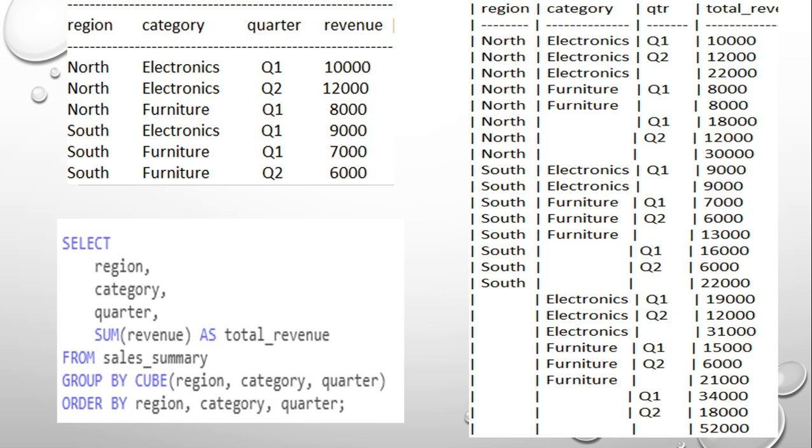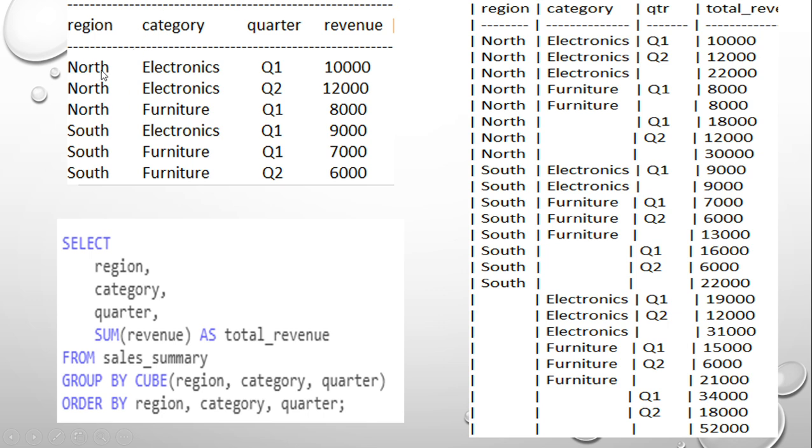So let's consider another example. Here is my sales summary table, where again I have region, category, quarter and revenue. In this example I am considering 3 categories and seeing how CUBE gives the output. I have used these 3 categories to calculate the total revenue with respect to region, category and quarter. So let's see the output. This is the output, with region, category, quarter and total revenue.